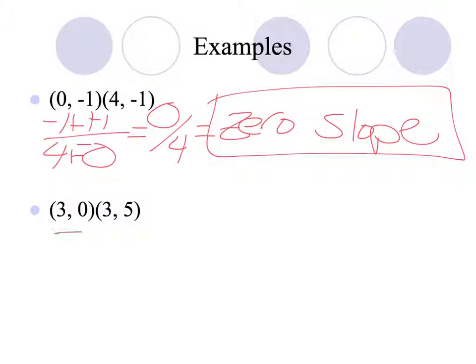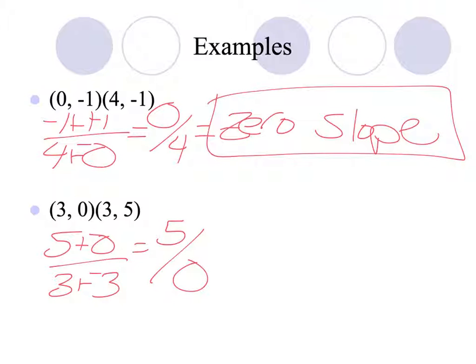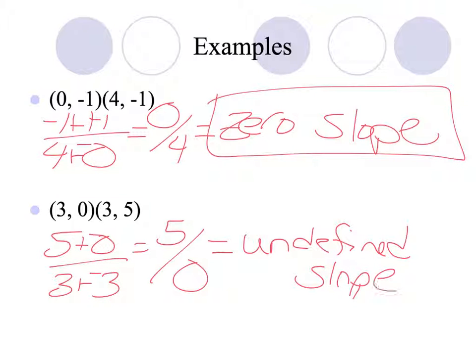In the second one, I have 5 minus 0 over 3 minus 3 plus the opposite. That's going to give me 5 over 0. 0 in the bottom or underneath is undefined. I like to use underneath because under and undefined kind of sound similar and help me remember.